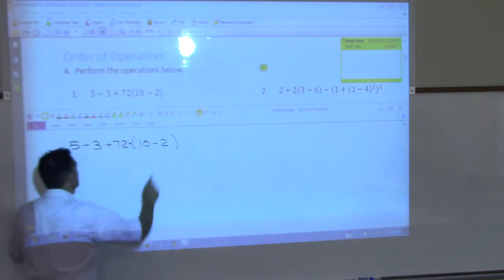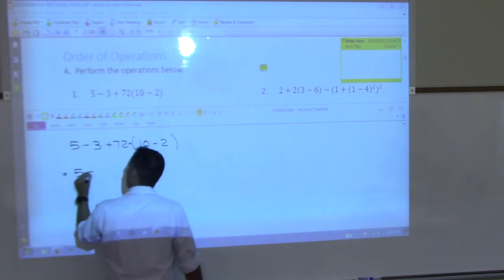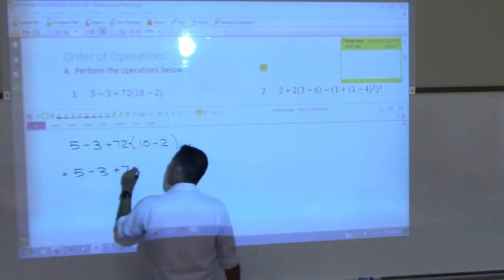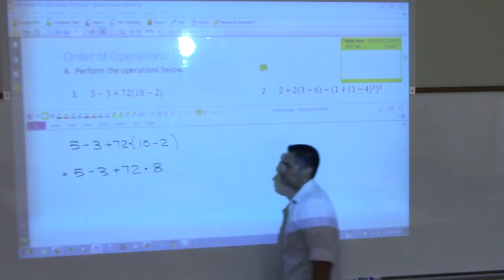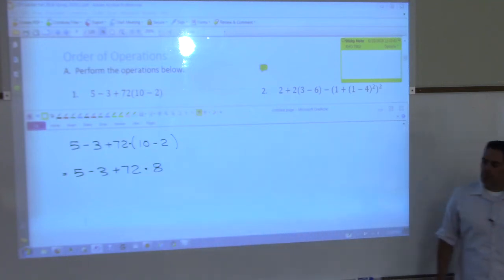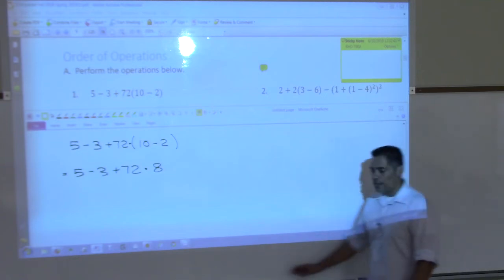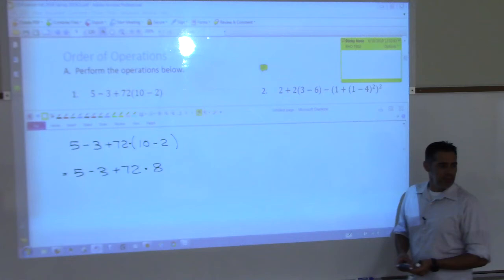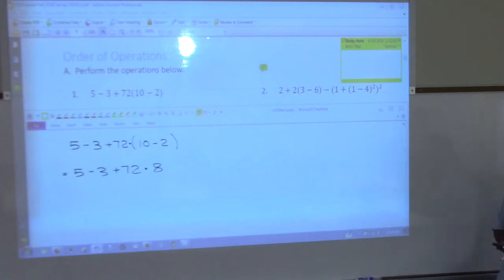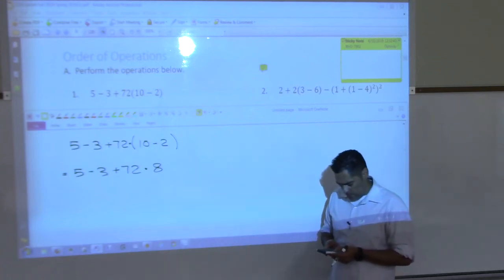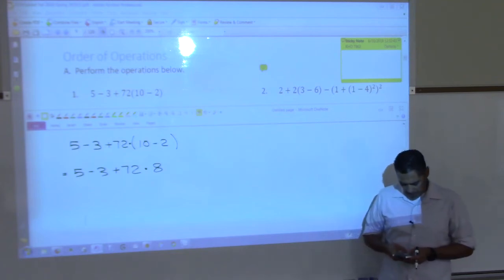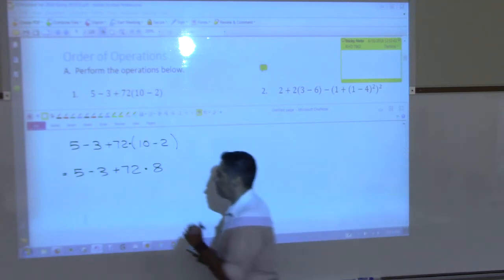So we have parentheses, multiplication, addition, and subtraction. I'm going to do what's in here first. I do 10 take away 2, and that gives me 8. So now this becomes 72 times 8. Order of operations, multiplication goes before the addition and subtraction. You might need your calculator here for 72 times 8. That's 576.